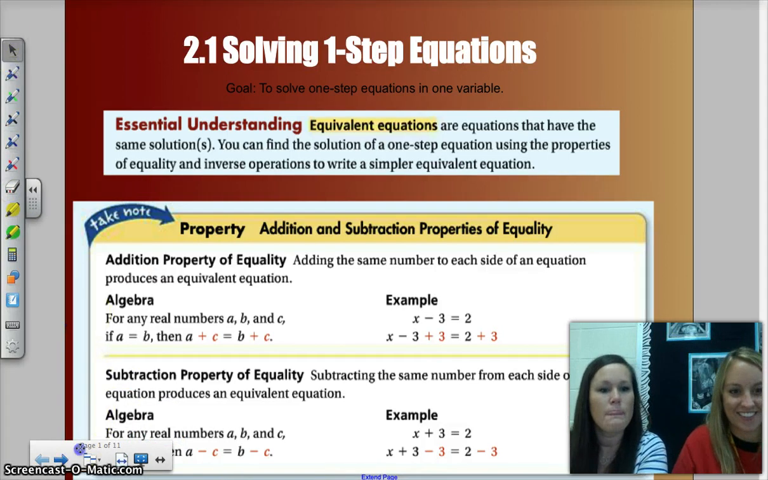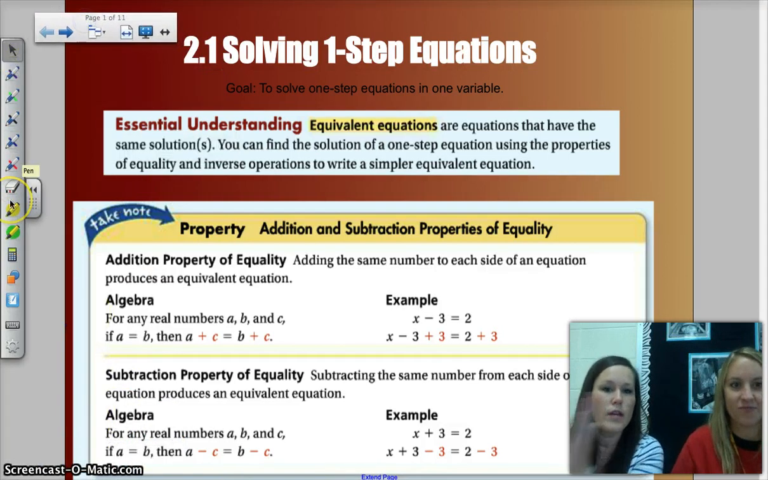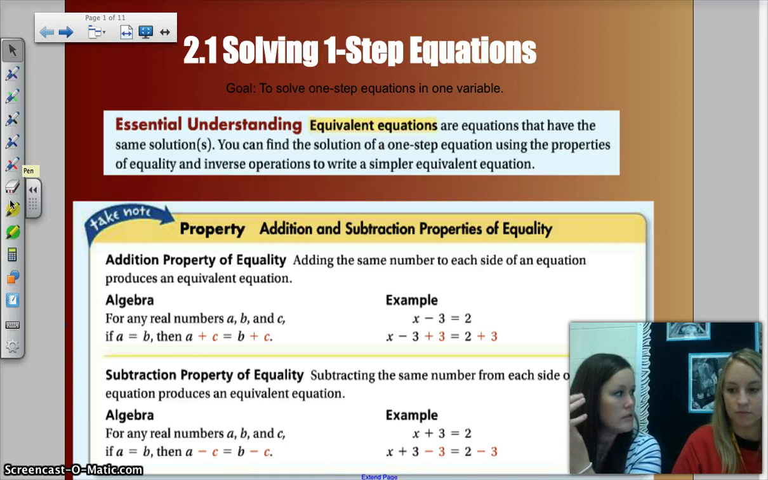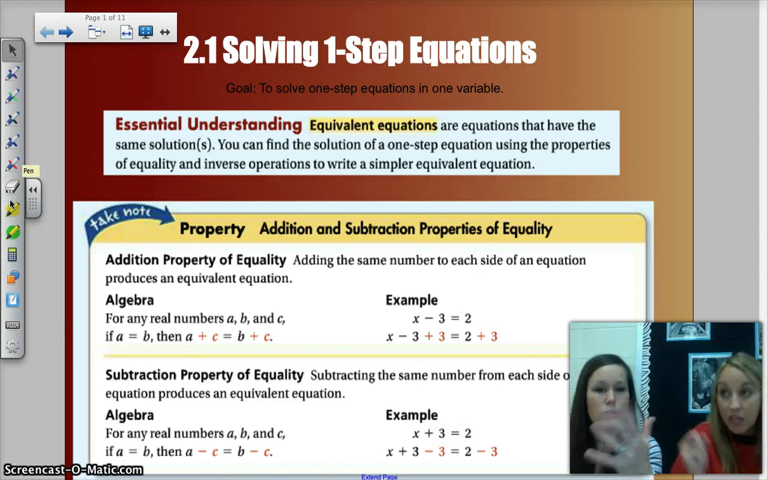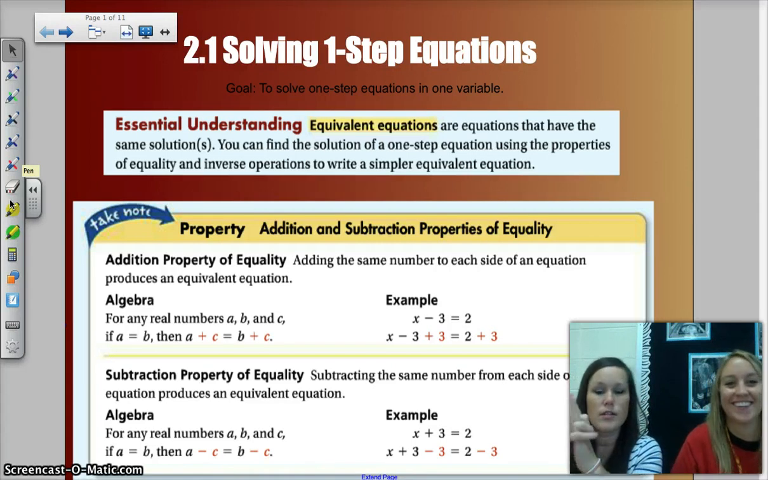The reason that we can solve one-step equations has to do with properties of equality. We have addition and subtraction properties of equality. You really don't need to know that. But basically, if you are adding on one side of the equation, you're going to use addition on the other side of the equation. Equality for all! That's where equivalent equations comes into play.